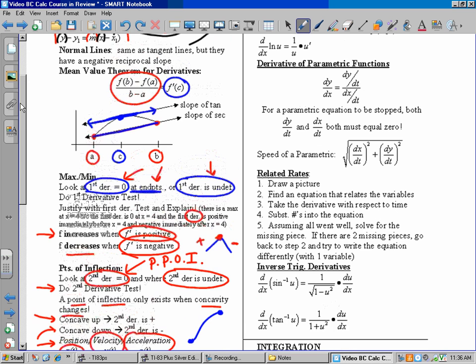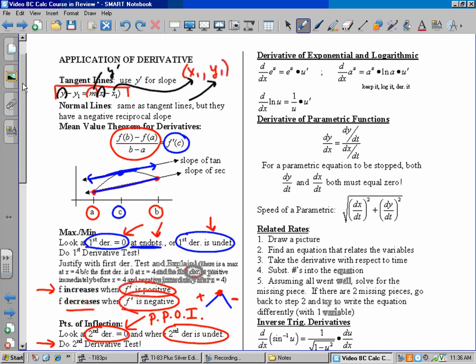Let's come back up and look at the derivative of exponential and logarithmic functions. The derivative of e to the x is e to the x. The derivative of e to the 5x is e to the 5x times the derivative of the exponent, the derivative of 5. The derivative of e to the u is e to the u times the derivative of u, the derivative of the exponent.